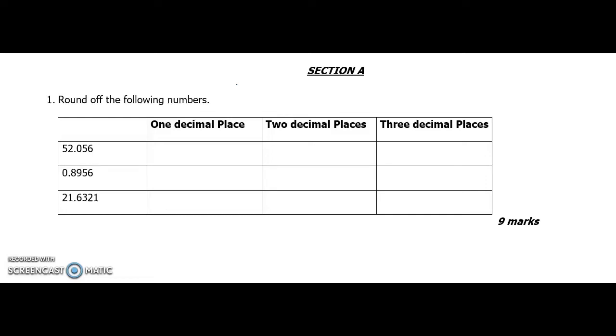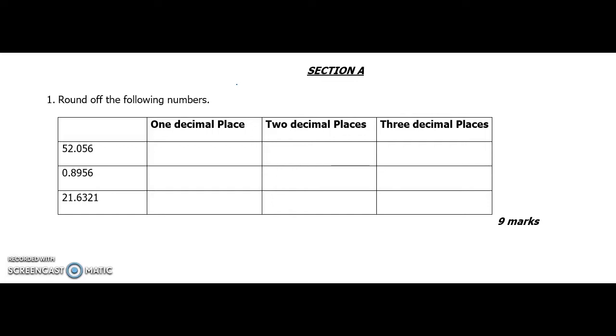Today we're going to be looking at some mixed decimal questions. So if you're in grade 7, 8 or 9, this is a lovely revision exercise for you. The first question says we should round off the following numbers to 1 decimal place, 2 decimal places, 3 decimal places. We're going to start off with 1 decimal place.